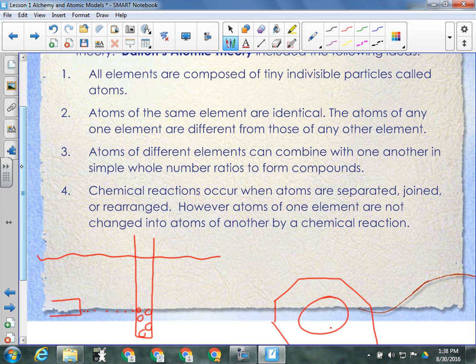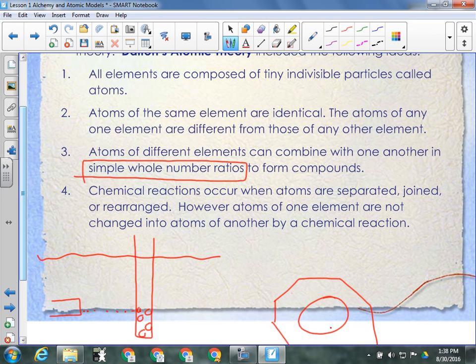Okay, point number 3. Atoms of different elements can combine with one another in simple whole number ratios to form compounds. Probably the most important part of that is this. Atoms combine in whole numbers. That is, you never have a compound that has half of an atom in it. Because if you have half of an atom, you've split an atom and you no longer have that stuff, you have something else.